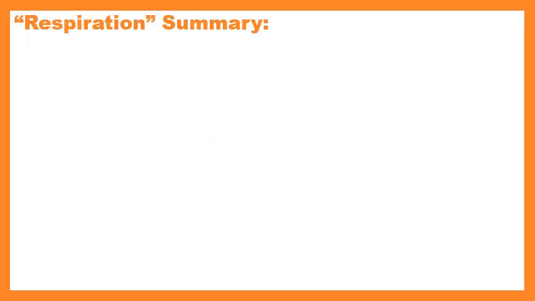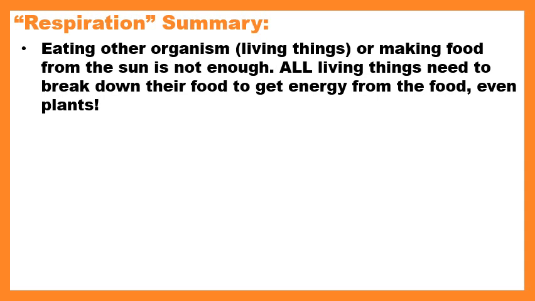Okay, we are now moving on to our second chapter called Respiration, and here is the summary for Respiration. Eating other organisms or living things, or making food from the sun. Remember, animals eat other organisms, plants eat sunlight, they make their own food from the sun. But that's not enough because all living things need to break down their food to get energy from it, even plants. So even though plants can make their own sugar, they have to break down that sugar to get energy. And energy is going to fuel the body to grow, to make more cells, to move.